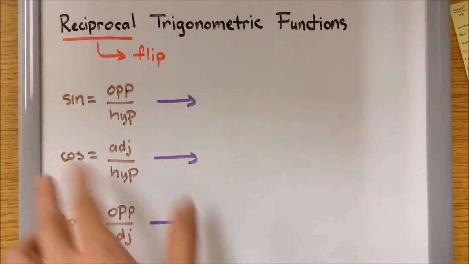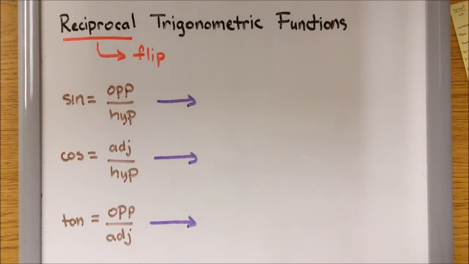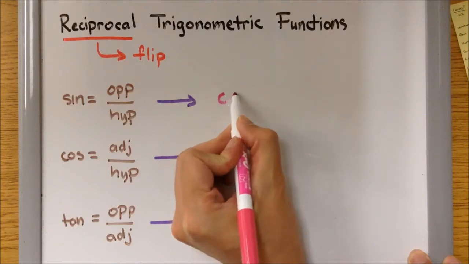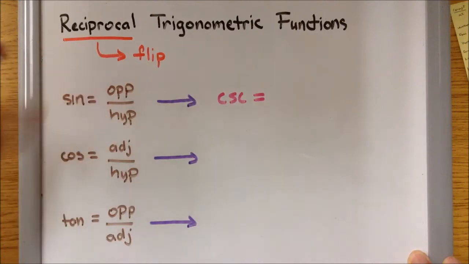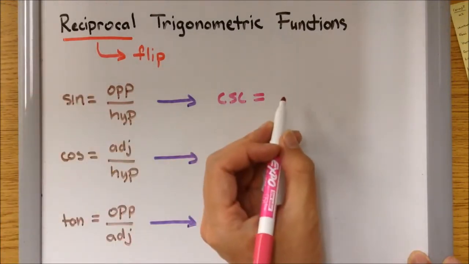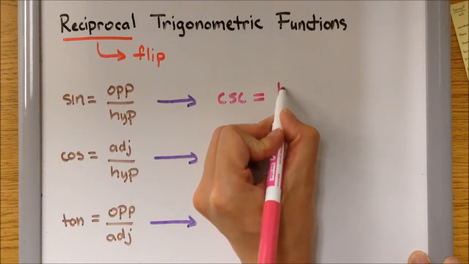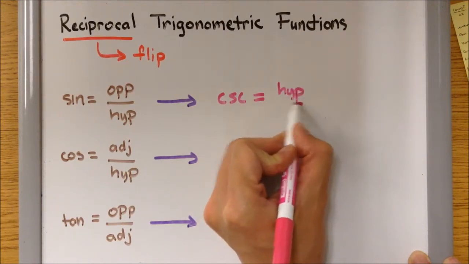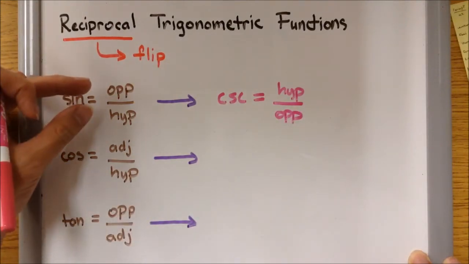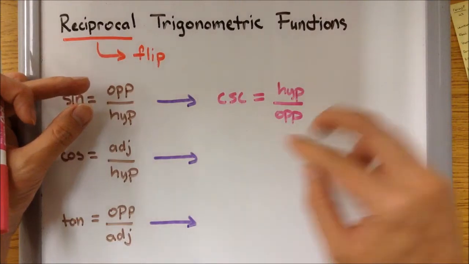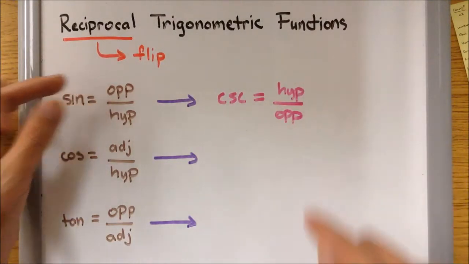So the first one, with sine, the reciprocal of it is called cosecant. So I'm going to write right here. Cosecant is just CSC, which basically equals the fraction flipped. So I'm going to flip this fraction. So cosecant will equal hypotenuse over opposite. So you see how sine is opposite over hypotenuse. For cosecant, I just flip the fraction and get hypotenuse over opposite.